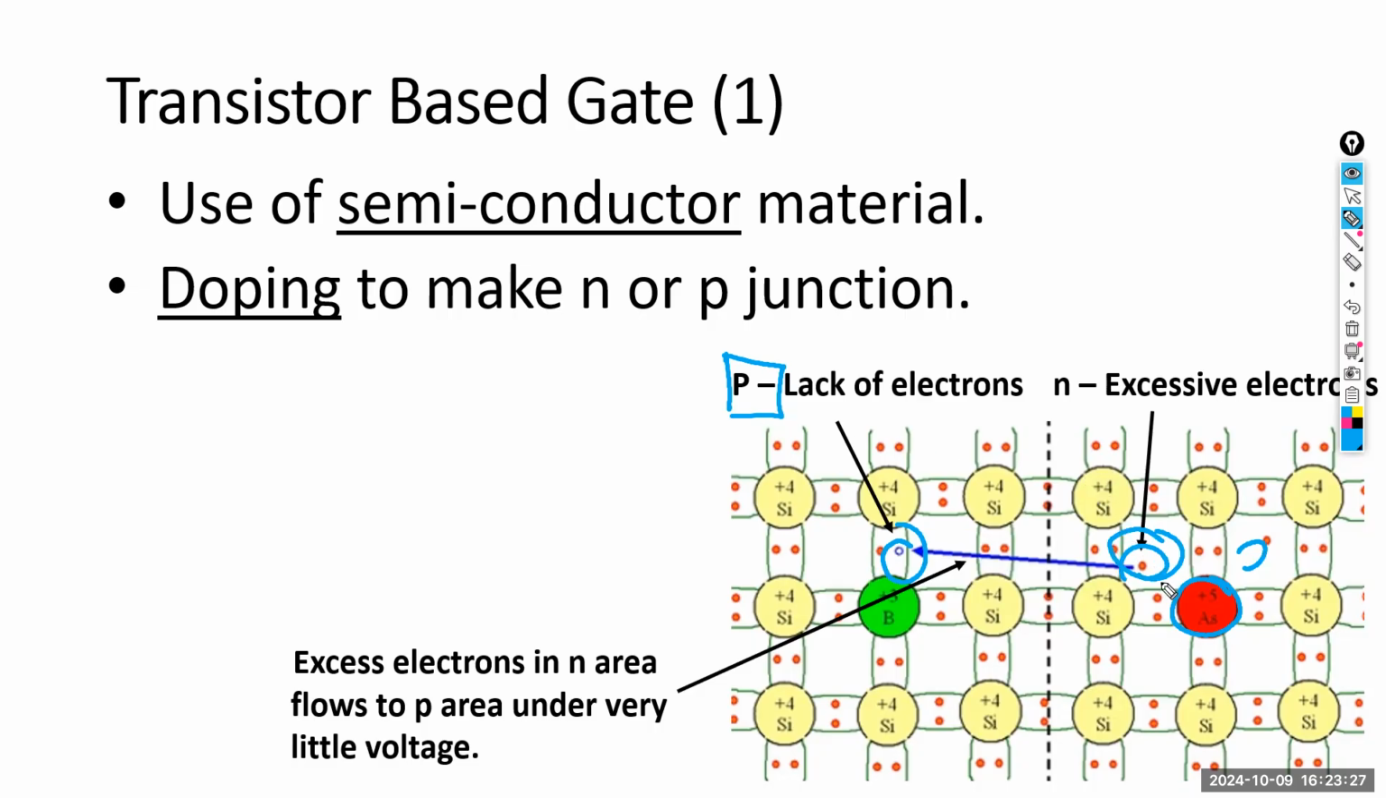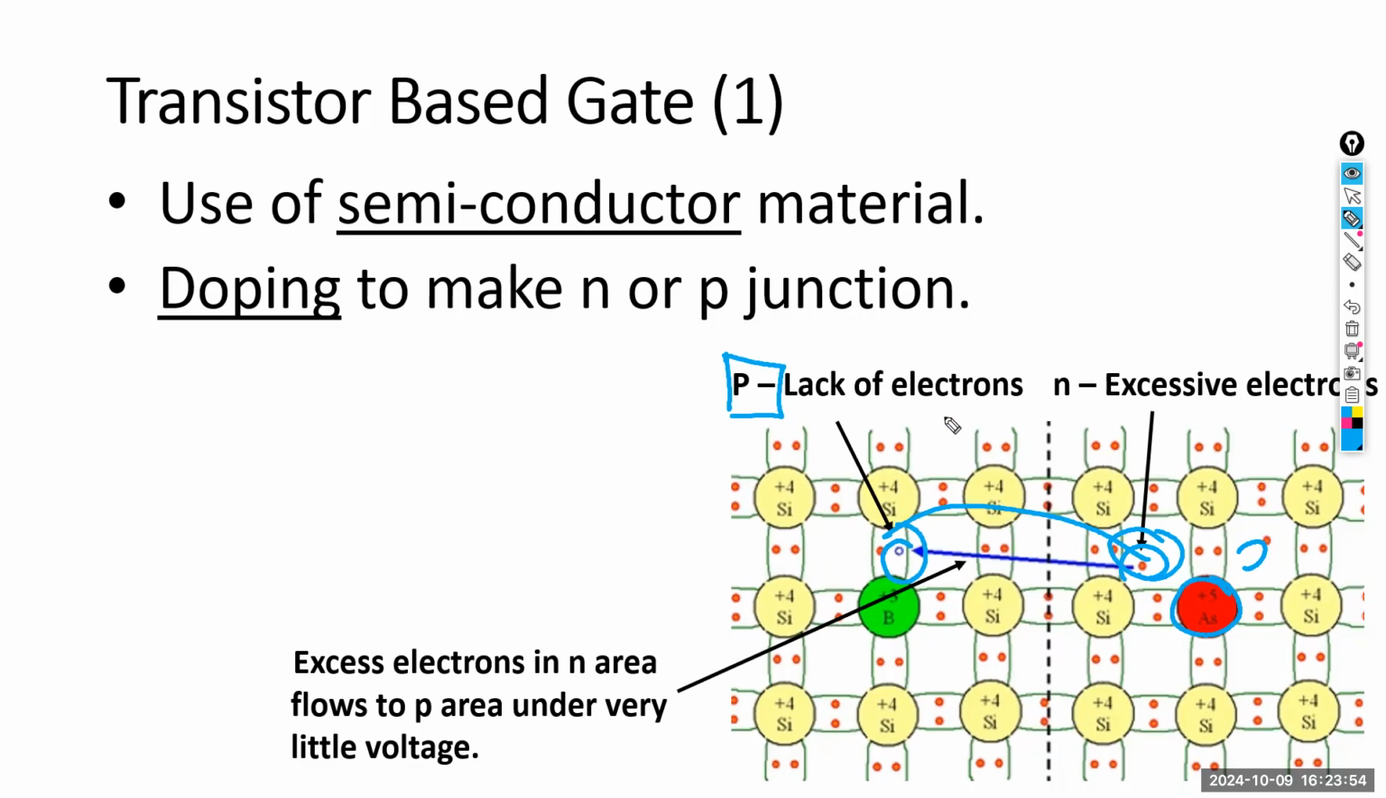And under small voltage, electrons can go from negative side to positive side. So that is a gate. Gate is open, gate is closed. And then, of course, you can apply logic. Okay. So that is how modern semiconductor based transistors work.